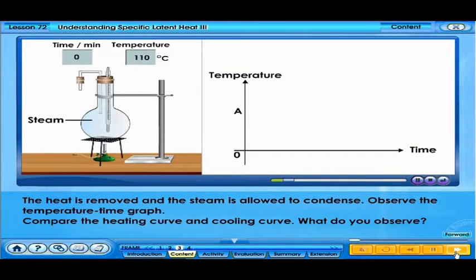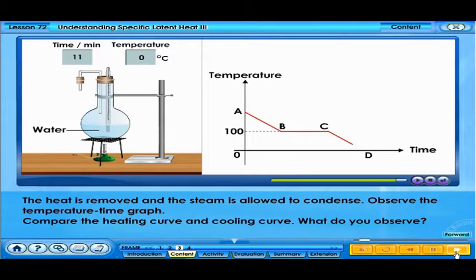The heat is removed and the steam is allowed to condense. Observe the temperature time graph. Compare the heating curve and cooling curve. What do you observe? When water changes to steam, the temperature remains constant until all the water is converted to steam and vice versa.